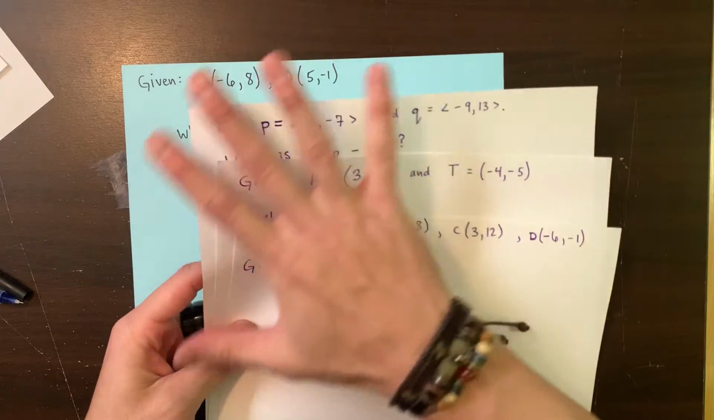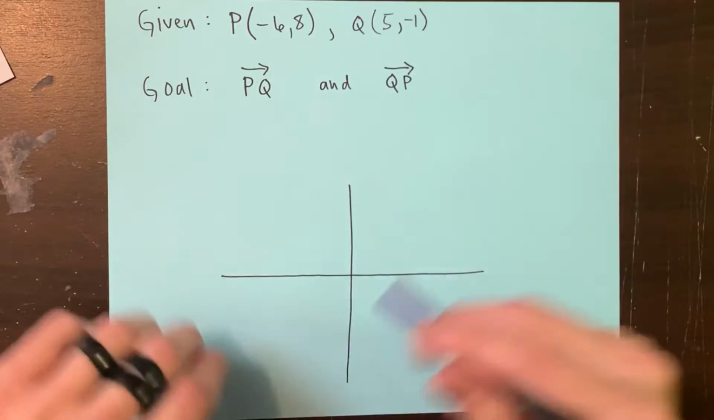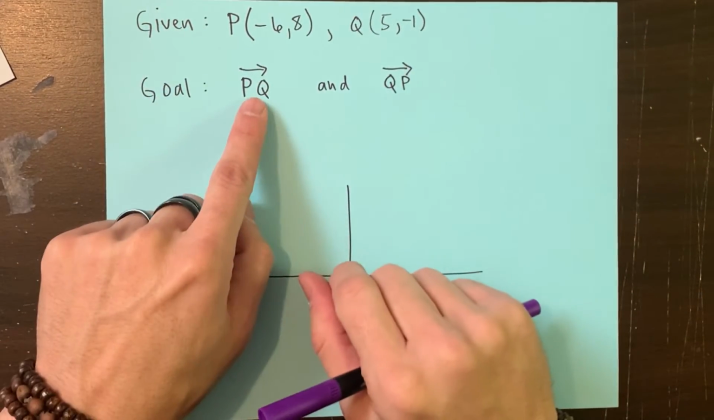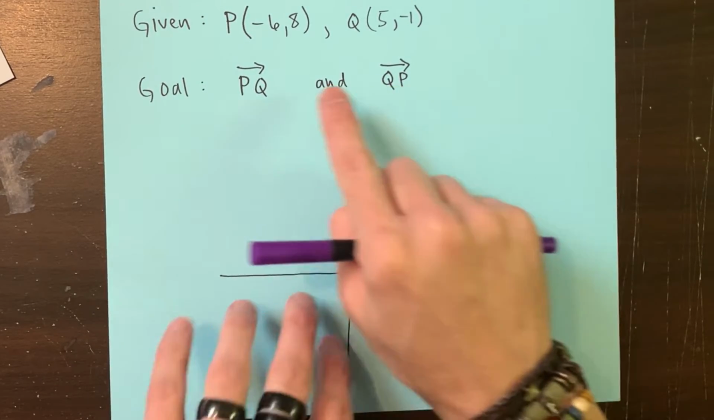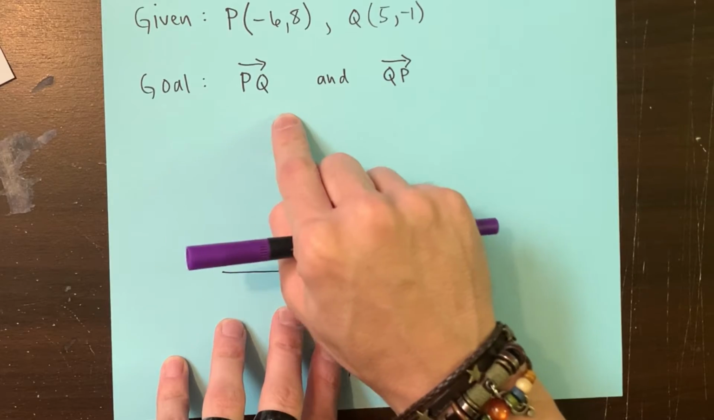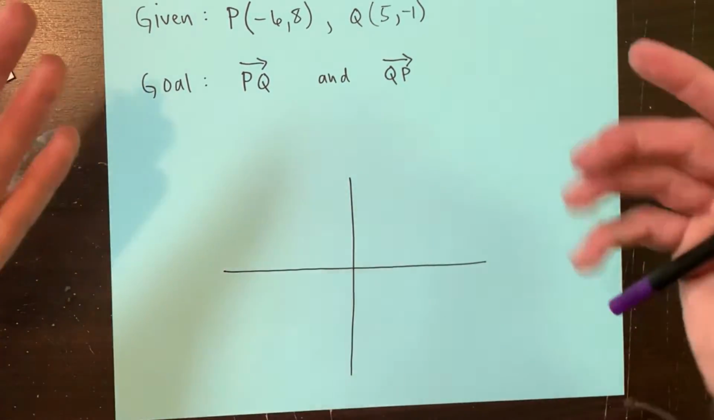So I'd like to try these three problems, but before we get there, a quick FYI. Let's say that you were given 2 points, P and Q, and the goal was to find this vector and this vector. This notation up there denotes a vector. So let's focus on finding PQ, and then we can find QP.